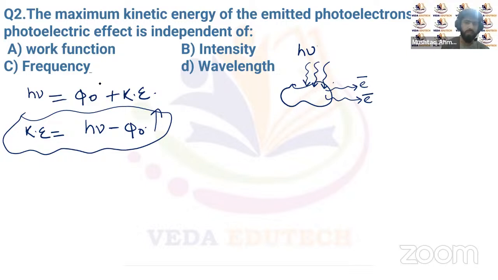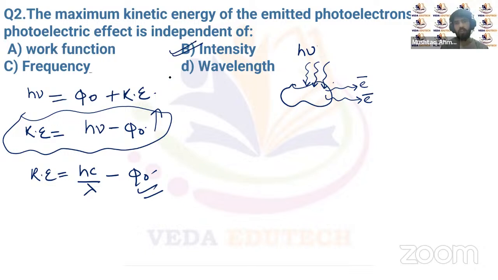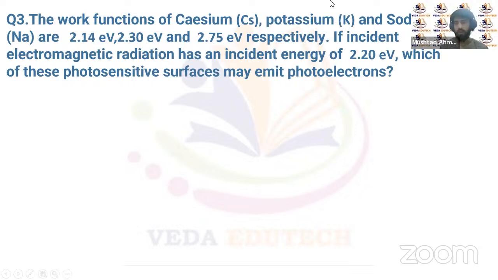It depends upon the frequency, it depends upon the wavelength, because we can write this kinetic energy as hc upon lambda minus phi naught as well. So it depends upon wavelength as well as work function and frequency. The only quantity on which the maximum kinetic energy does not depend is the intensity. So we can say that the maximum kinetic energy of the emitted photoelectron is independent of the intensity in the case of the photoelectric effect. So let's move on to question number 3.